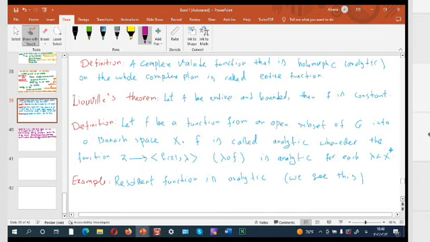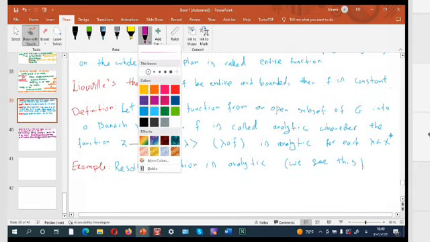And also we have this definition. Let f be a function from an open subset G into a Banach space X. f is called analytic whenever for any lambda in the dual of X, the function Z maps to lambda of f of Z, the composition of lambda and f, is analytic for each lambda. Please note that this function is a function from complex numbers to complex numbers. Okay, and in the following we see the resolvent function is analytic in our proposition.